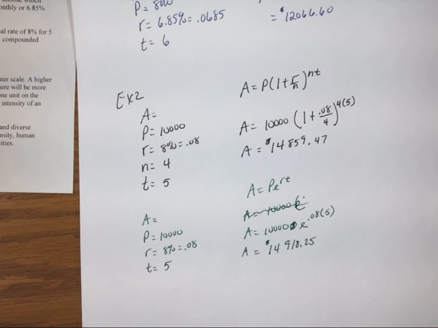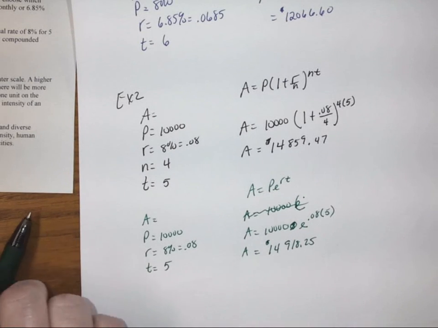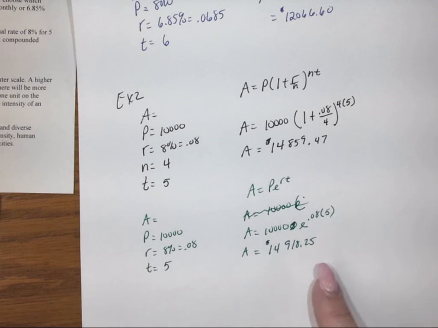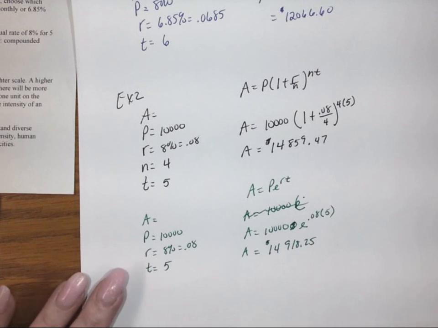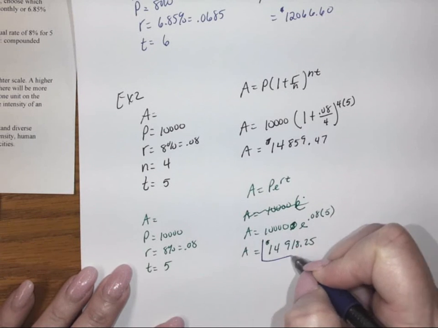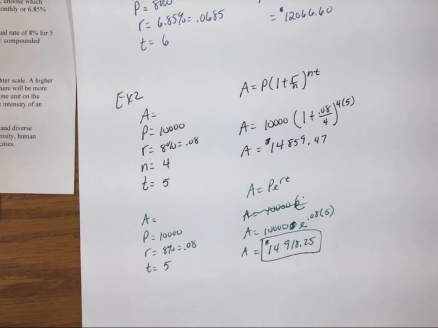All right, so in this case, which option is better? We have 14,859 and 14,918. This will be our best option. So this time, it was better to go with the continuously.